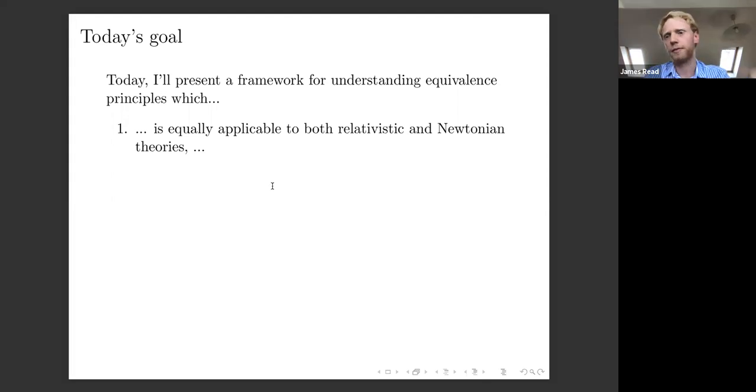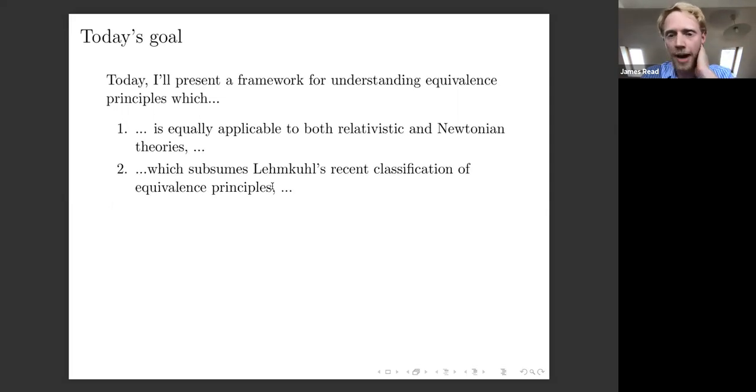Yes, so I want to present a framework for understanding equivalence principles, which is just as applicable to the relativistic context as to the Newtonian context. I would like this to subsume a very nice recent paper by Dennis Lehmkuhl, in which he presents a classification of equivalence principles. It seems to me that Dennis is bang on the money in that paper, so I would like to incorporate as much of it as possible.